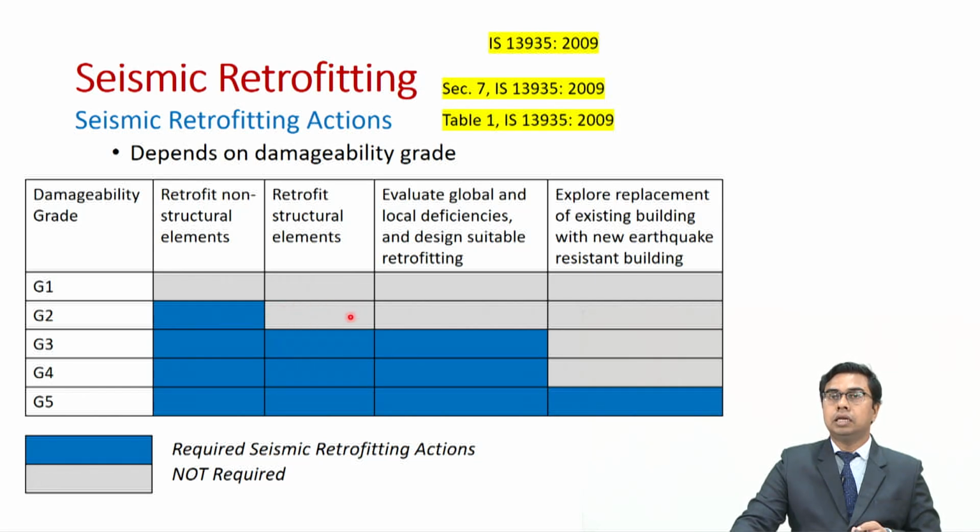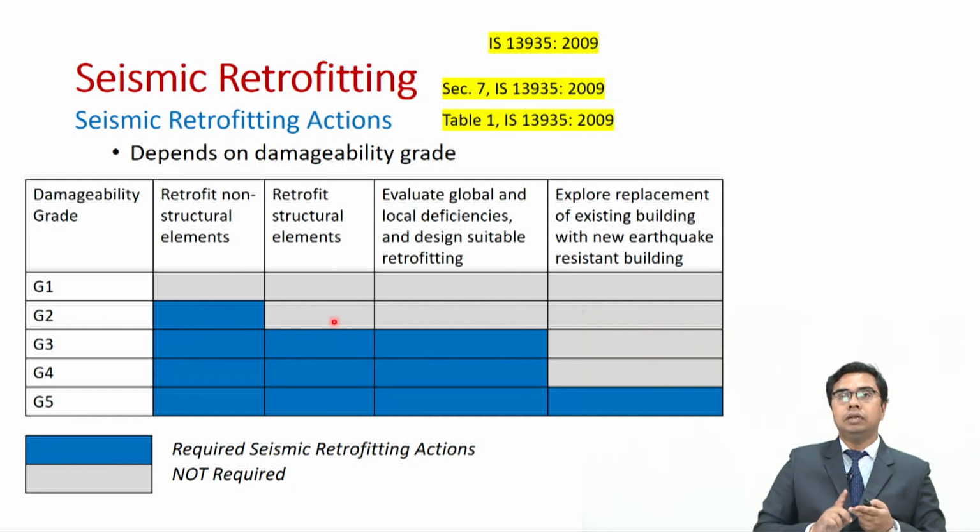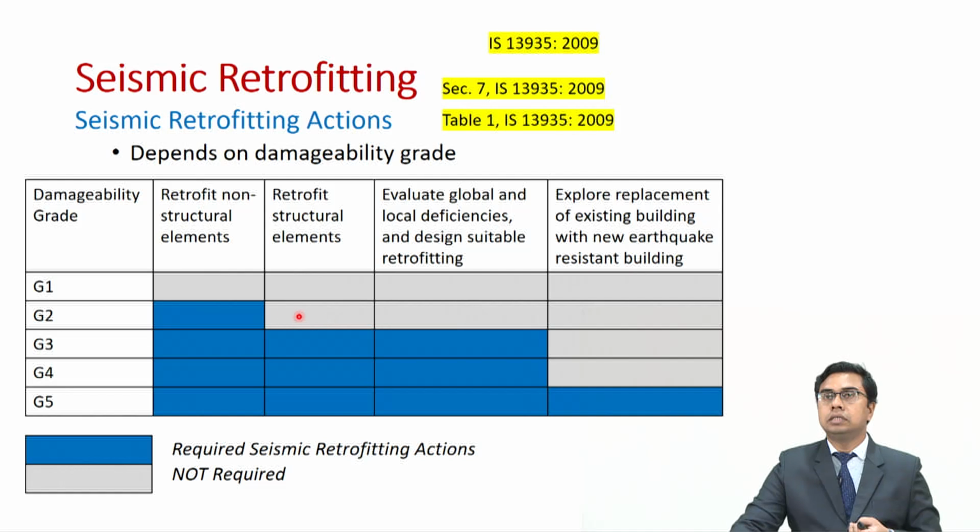Now, why am I saying that even if the damage is moderate, you do not have to retrofit structural elements? Because by now you must be clear in your mind what retrofit is. Retrofit is the process where you want to upgrade the seismic resistance to the current day code. So, you may have to perform seismic strengthening, you may have to perform seismic repair or restoration, but that does not mean that you have to reach the present day code level. So, in that case you do not have to retrofit the structural elements.